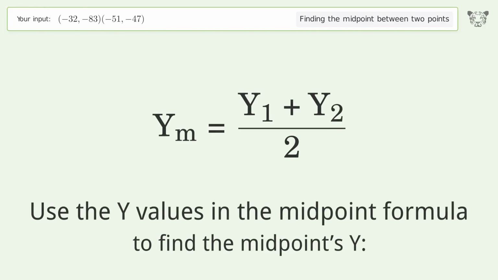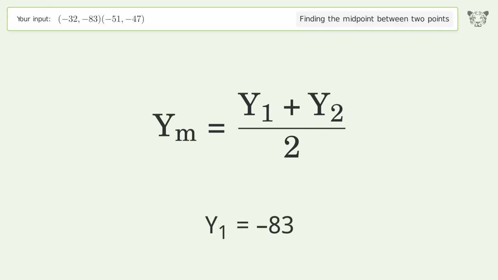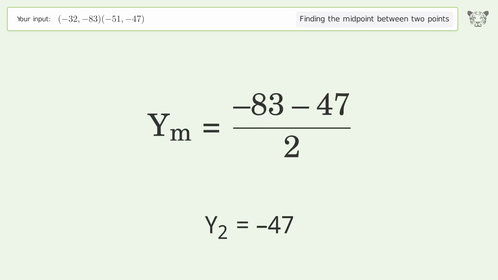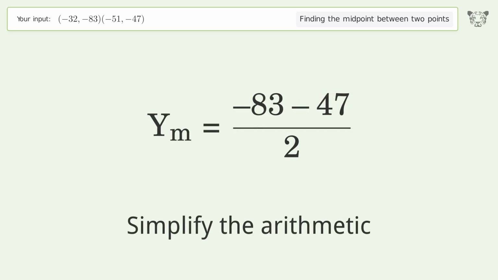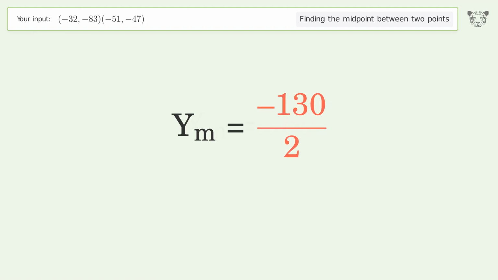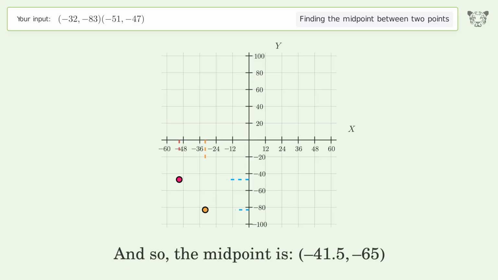Use the y values in the midpoint formula to find the midpoint's y. y1 equals negative 83. y2 equals negative 47. Simplify the arithmetic. And so, the midpoint is negative 41.5, negative 65.